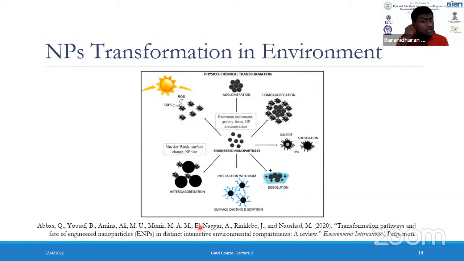So moving on, these nanoparticle transformations, as I mentioned earlier, can be in the physical form, whether they get aggregated over a period of time. Aggregation is nothing but the size of the particle increasing with respect to time. Once the mass of the particle increases, as we already know that they have a very high surface area, but at the other extent they are very small in nature.